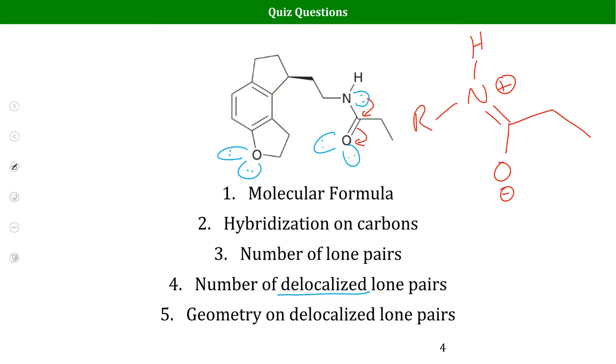So if you can draw a resonance structure with a lone pair, following all of our rules, then it's delocalized. Delocalized doesn't necessarily mean it's spread over the entire molecule. It just means that it's not locked into one position the way we would normally draw it. This lone pair and this pi bond are sort of spread out over this whole area. That's what we mean by delocalized.